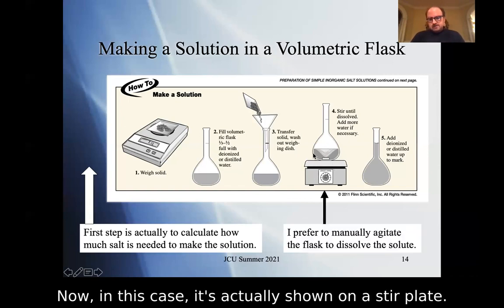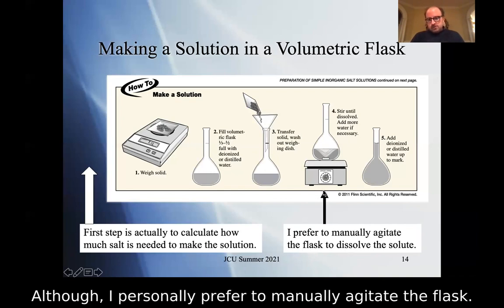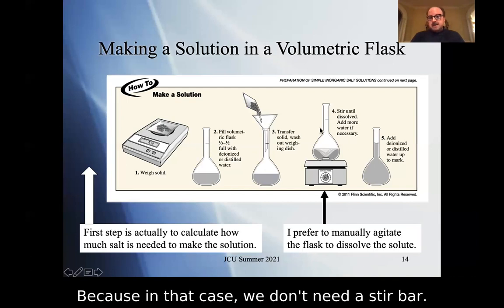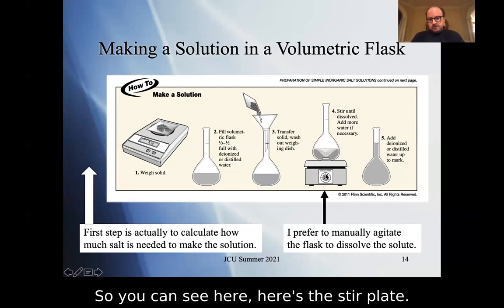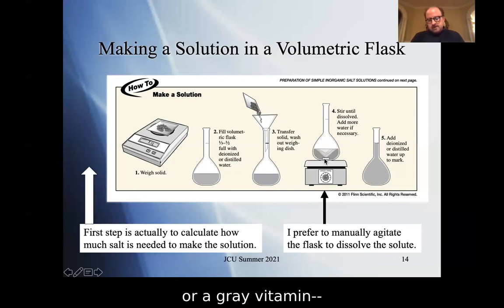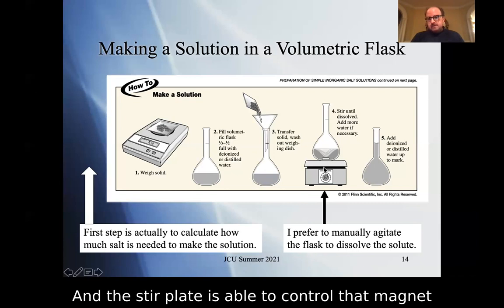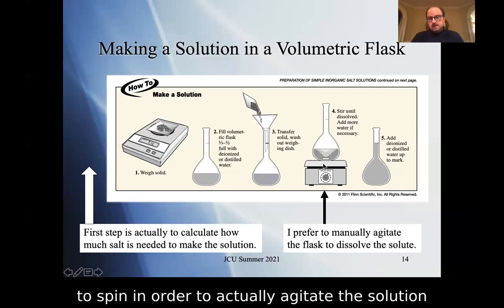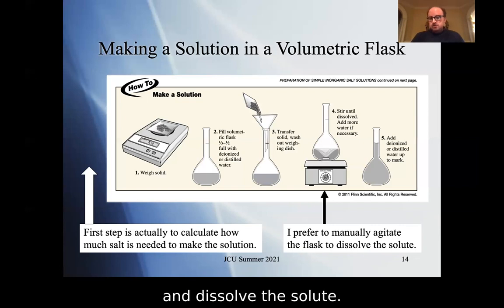Now, in this case, it's actually shown on a stir plate, although I personally prefer to manually agitate the flask because in that case, we don't need a stir bar. So you can see here, here's the stir plate, and this little white vitamin, or gray vitamin, on the bottom is a stir bar, right? This is basically a magnet, and the stir plate is able to control that magnet to spin in order to actually agitate the solution and dissolve the solute.